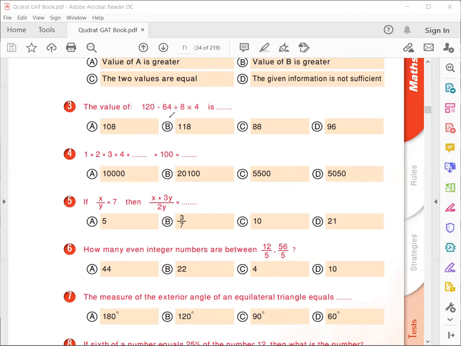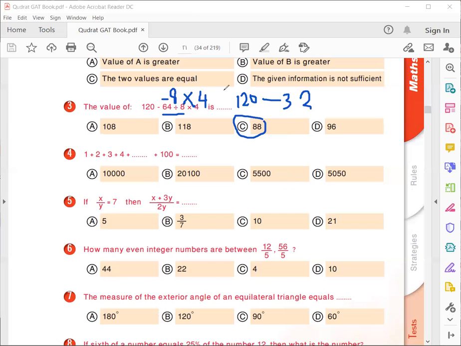So what is the answer here? First, 64 divided by 8 is 8, multiplied by 4. Now you multiply 8 times 4, it is 32. So 120 minus 32, the answer is 88, right? So the answer is C. Thank you very much. Yes.